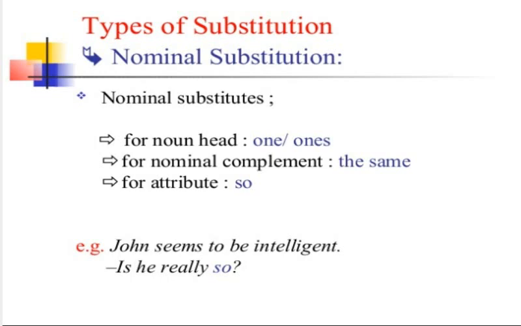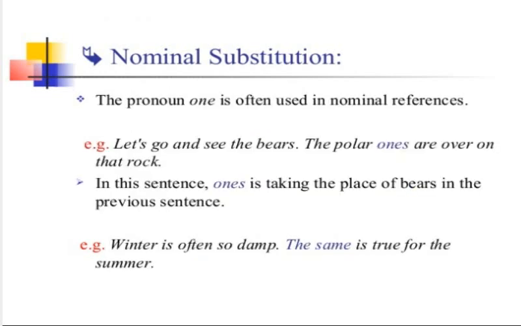John seems to be intelligent. Is he really so? The pronoun one is often used in nominal substitution. Let's go and see the bears. The polar ones are over on that rock. In the sentence, ones is taking the place of bears in the previous sentence. Winter is often so damp. The same is true for the summer.